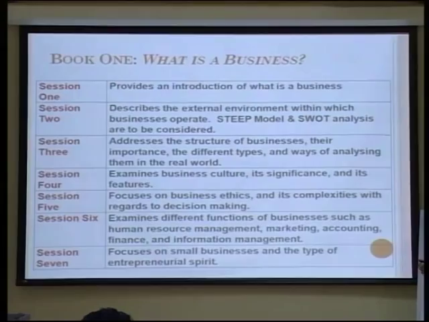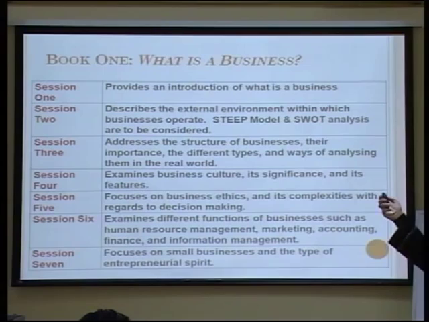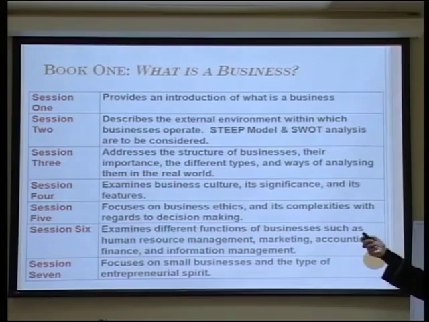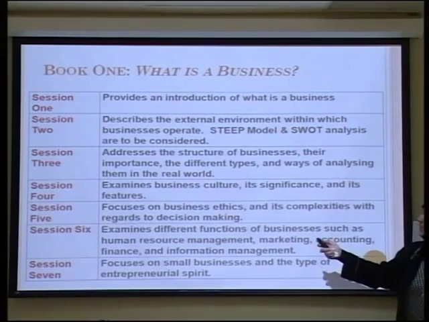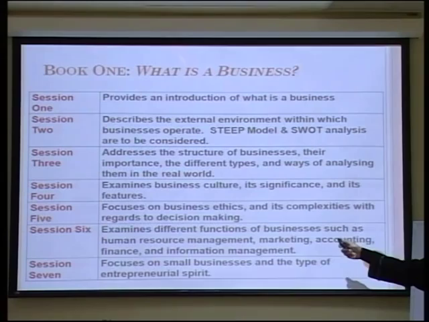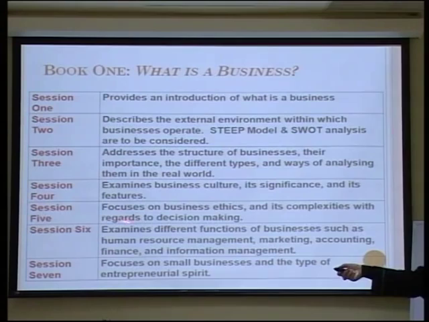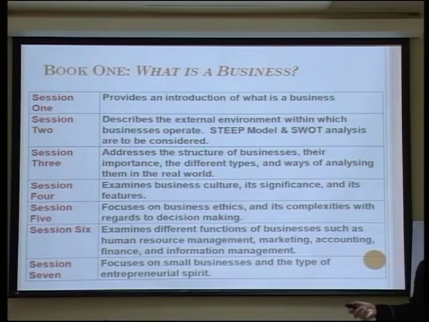And here I included some details about each. Like in book one, session one will provide you with an introduction to what a business is. Session two describes the external environment. This is mainly from your calendar. Session two describes the external environment, STEEP analysis, as we said. Session three addresses the structure of business, what we mean by business structure. Session four examines business culture, okay? Session five focuses on business ethics, and so on. And so on in each of the books, okay? All right.